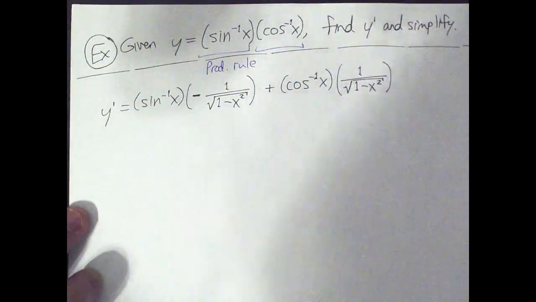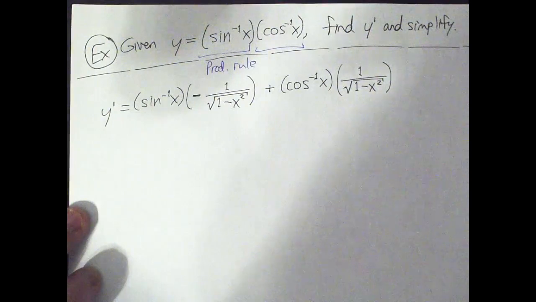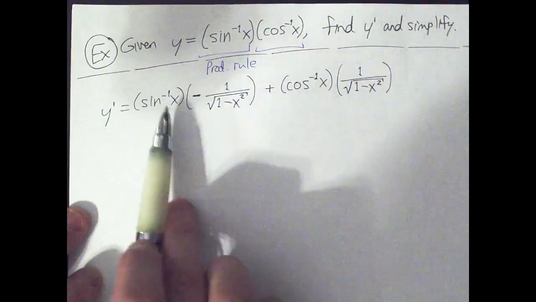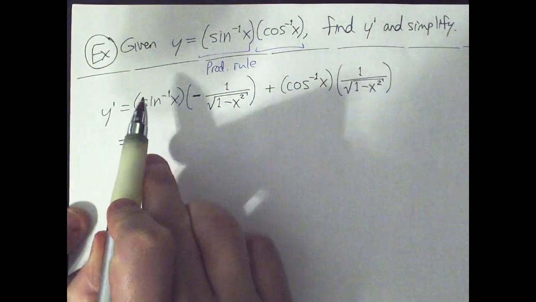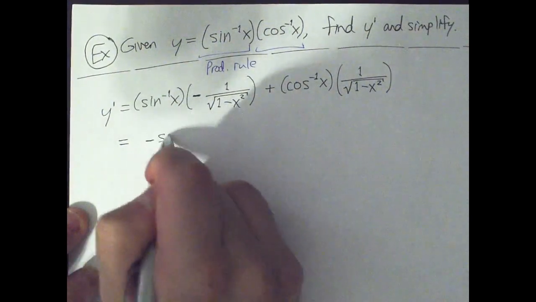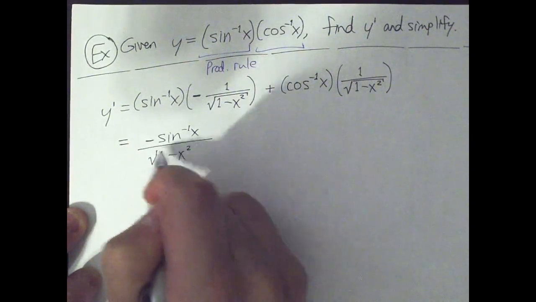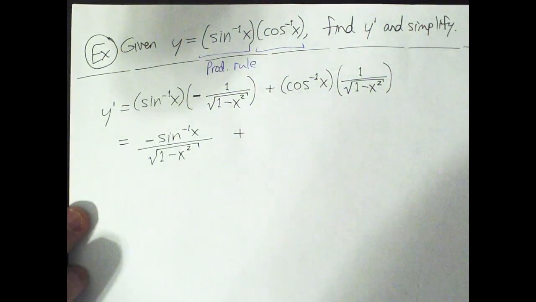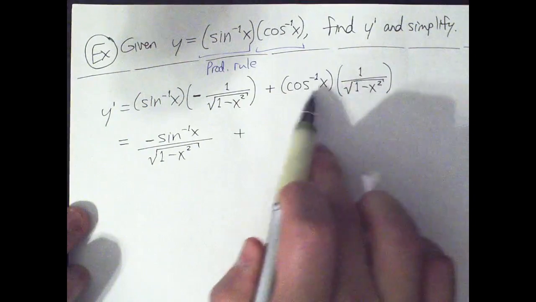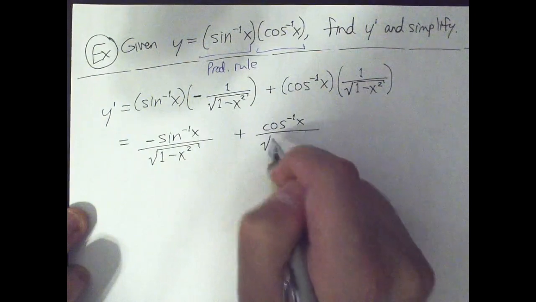All right, so we differentiated. I mean, that is the derivative. That's y prime. And now the only thing remaining is to see if we could simplify. I think we could do some work with this, right? We could see what happens. Like, what if I multiply this times this? We get negative inverse sine x up top over 1 minus x squared. That's my first piece. Second piece, let's do that with this also. Let's multiply and get inverse cosine of x up top and this on the bottom.